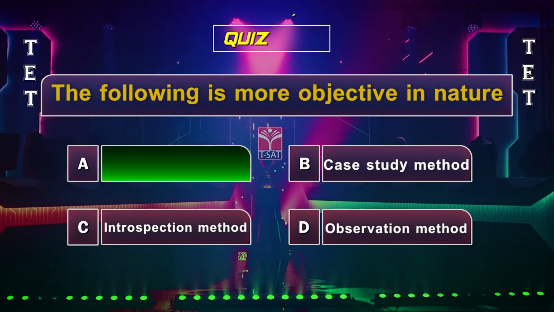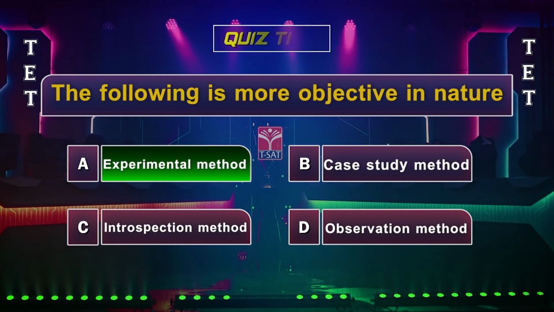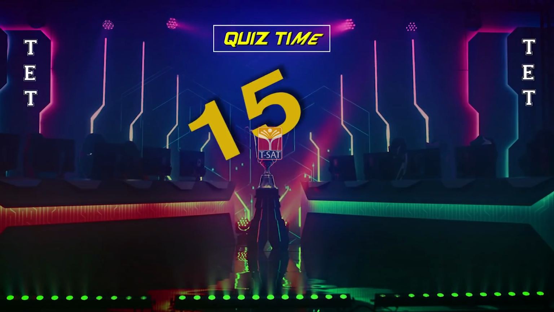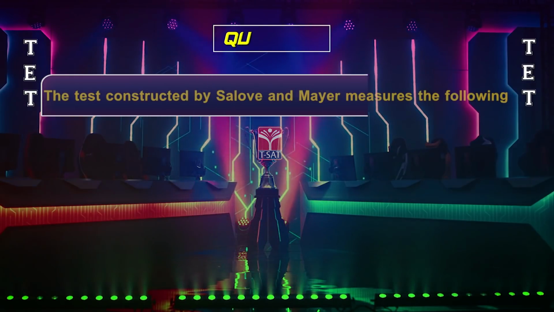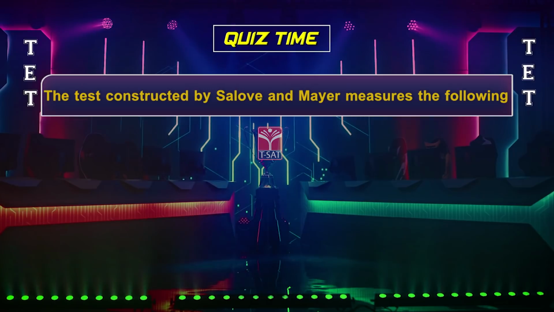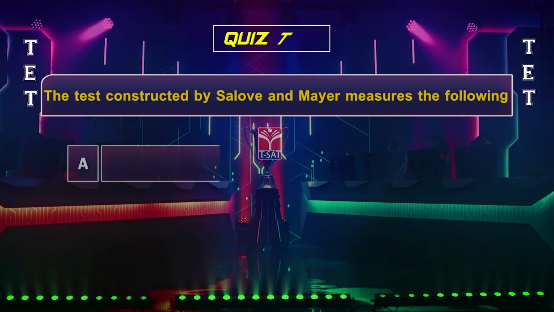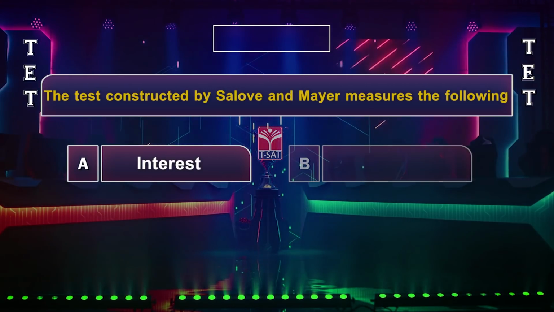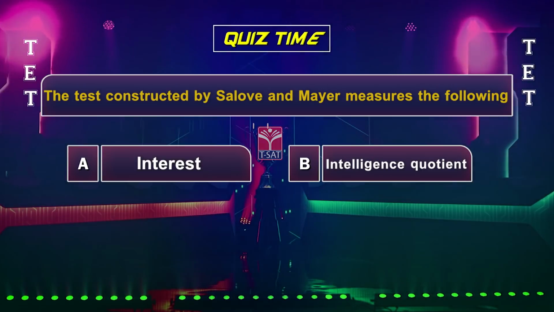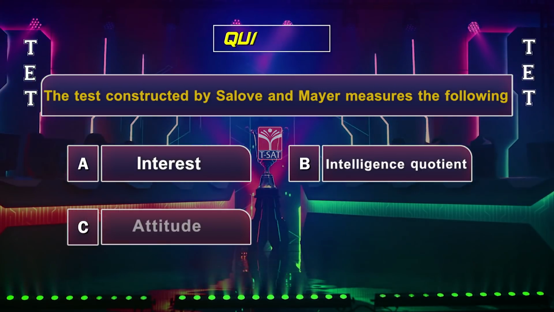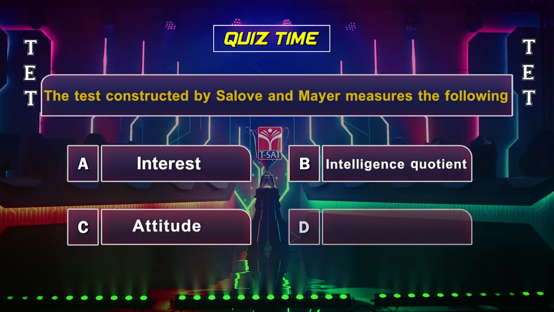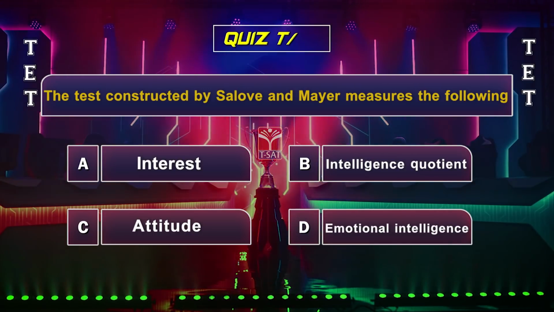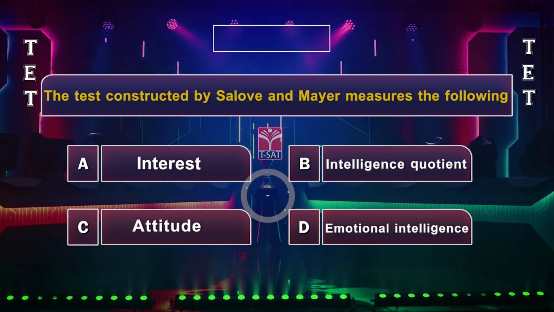The correct answer is option A, experimental method. 15th question. The test constructed by Salovey and Mayer measures the following. Option A, interest. Option B, intelligence quotient. Option C, attitude. Option D, emotional intelligence. Your time starts now.